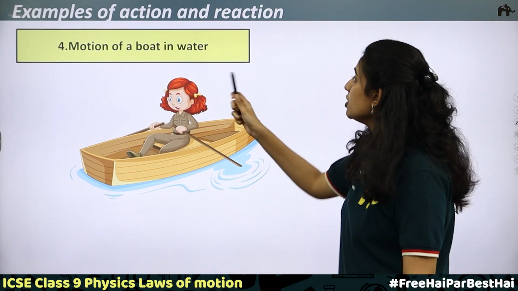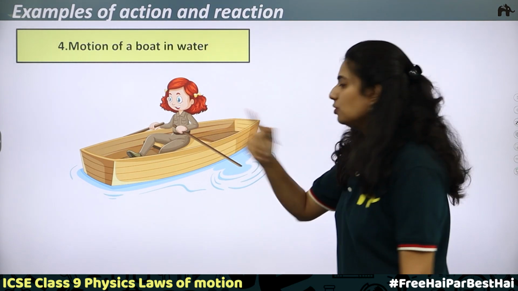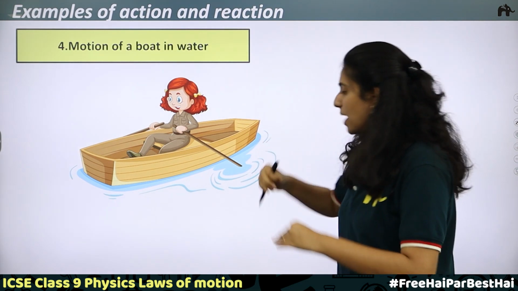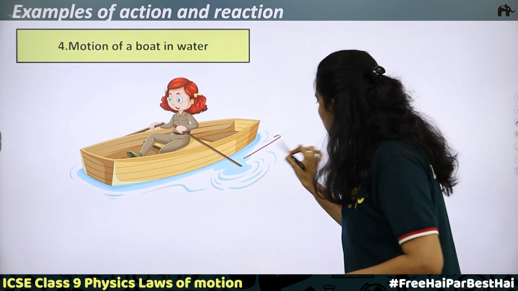Now here, motion of a boat in water. The previous example was to move the boat from the shore to the water. So here, using the bamboo, what is happening? With the bamboo, a force is applied on the water, in the backward direction.